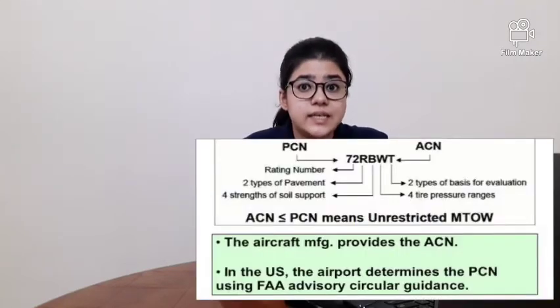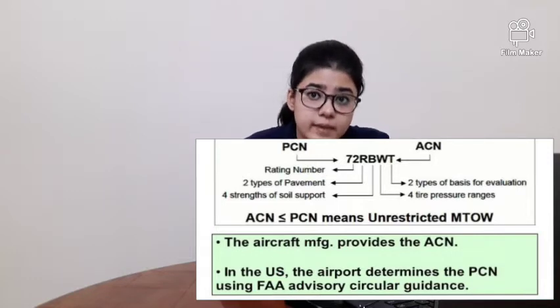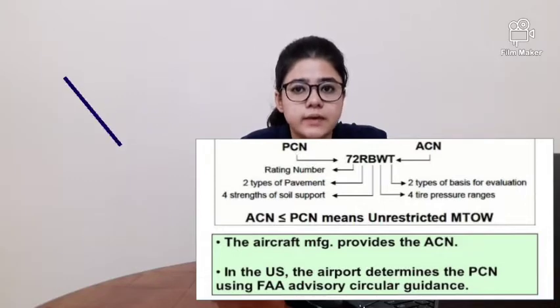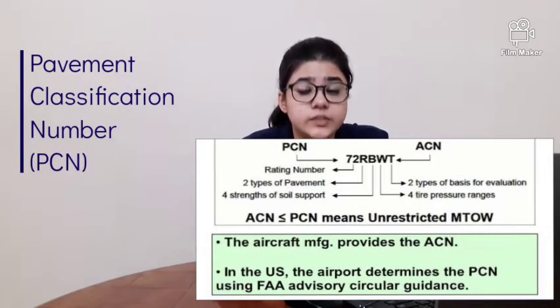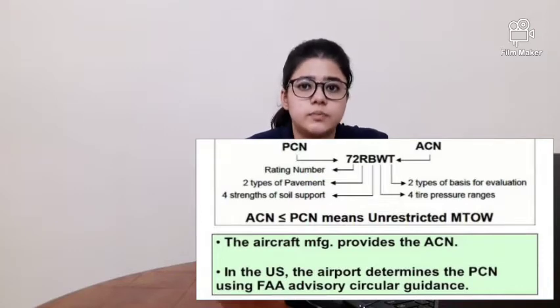Next, we will be talking about the aircraft classification number. It gives you the relative effect that an aircraft has on the pavement of a given subgrade category. Next, we will be talking about the pavement classification number, which gives the bearing strength of a pavement for unrestricted operations.